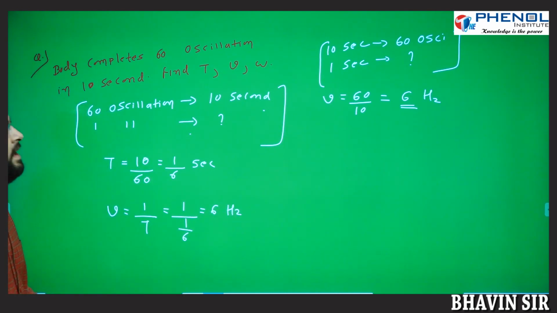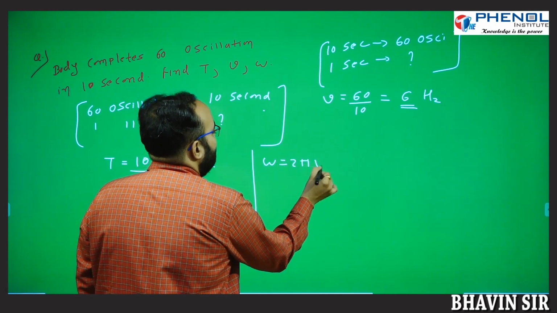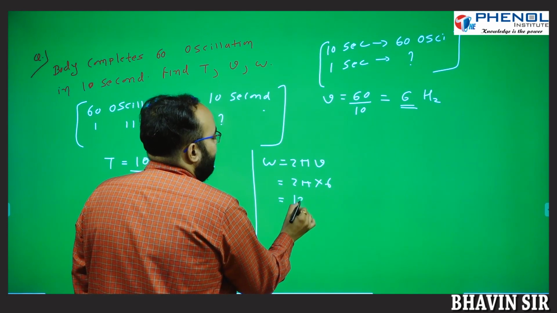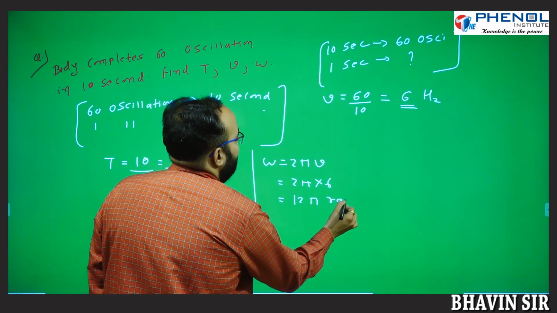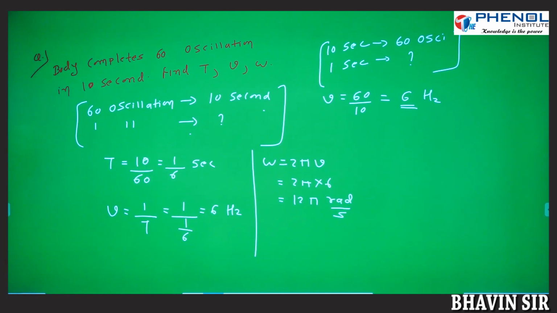Chalo, okay, and then find omega. So omega is equal to 2 pi nu or 2 pi by T. So 12 pi radian per second. Chalo, in the next lecture we start SHM, simple harmonic motion.